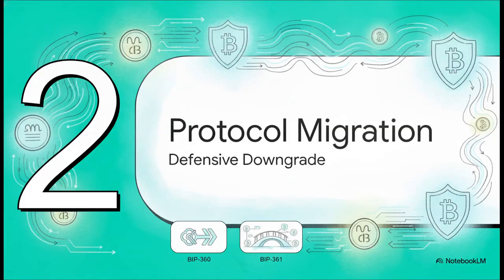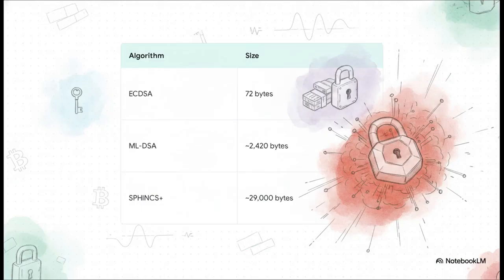Moving on to Section 2, Protocol Migration. We're calling this the defensive downgrade. This is the first major mitigation path being proposed by developers, which involves a protocol-level post-quantum cryptography upgrade. We're talking about new address types in BIP 360 and a highly contentious migration of vulnerable coins proposed in BIP 361. And this brilliantly illustrates the core engineering trade-off we're facing.